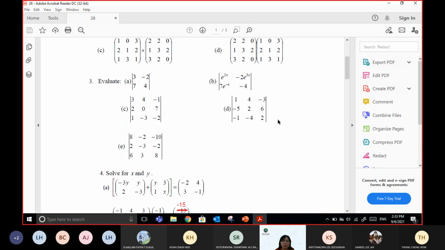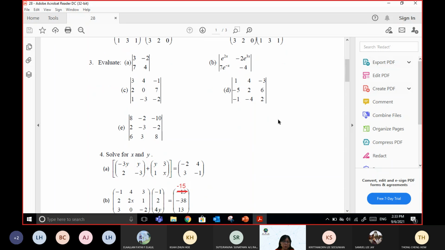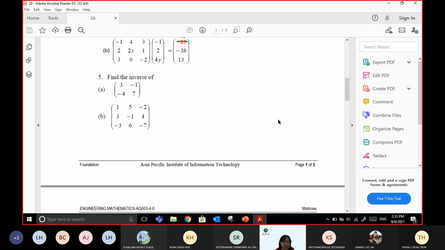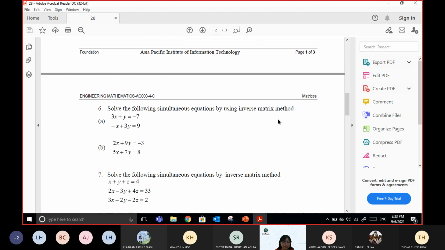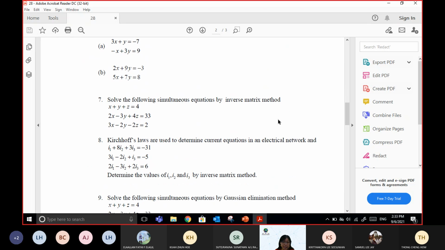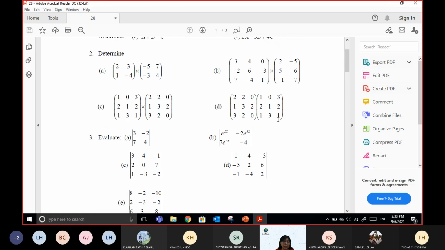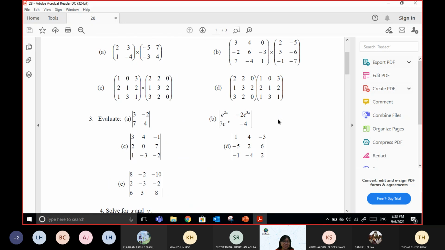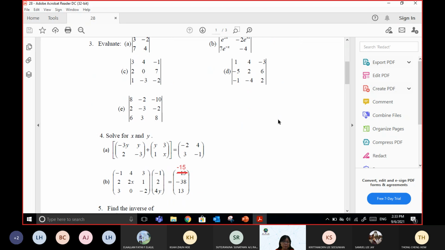Okay, thanks. So we are supposed to continue questions number 3 until number 8. The last few questions are to solve the simultaneous equation with the inverse matrix method. Previously we did until number 2. So basically today's discussion is more on the determinant. So for number 3, we start with the determinant first. Evaluate the determinant.